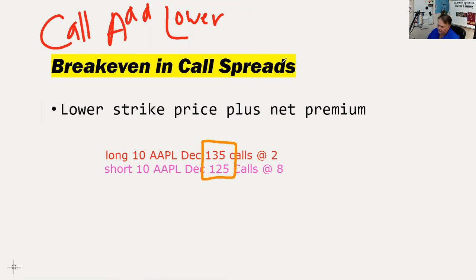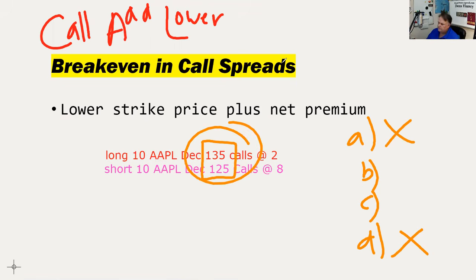Whatever that break even is, it's got to be somewhere between 125 and 135. So in the answer set that they offer you on your exam, you can eliminate and get a 50-50 because there's going to be 2 choices that aren't in that range. And then what CAL reminds us, call, add to the lower, is that we're going to take the lower strike. Now, I don't mean lower on this screen. The lower strike.